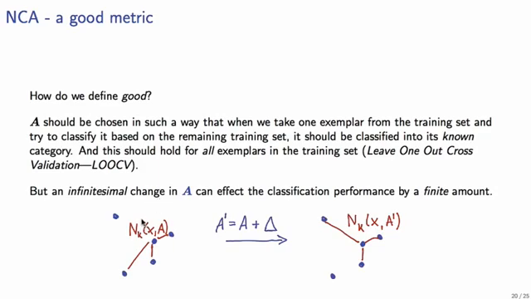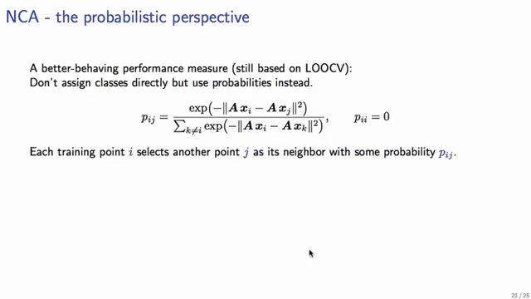Since the neighborhood of one point is something very discrete, some small change in matrix A can cause the neighborhood to be completely different, even if there's just one neighbor that changes. So even though A has changed by just a tiny amount, our classification performance might jump in some direction. We can do a little better by using a different performance measure.